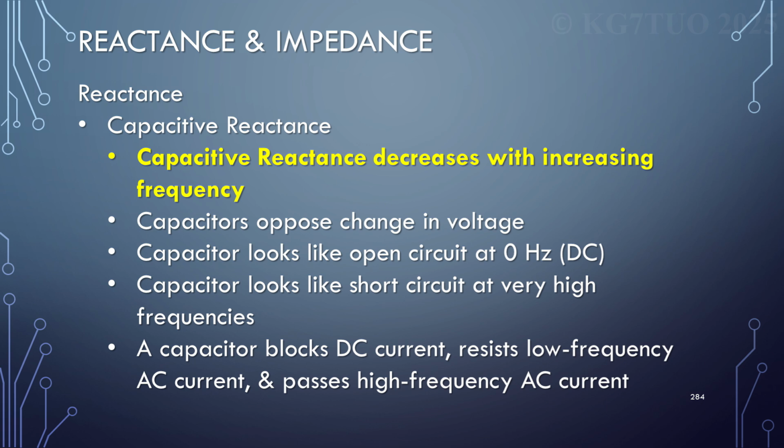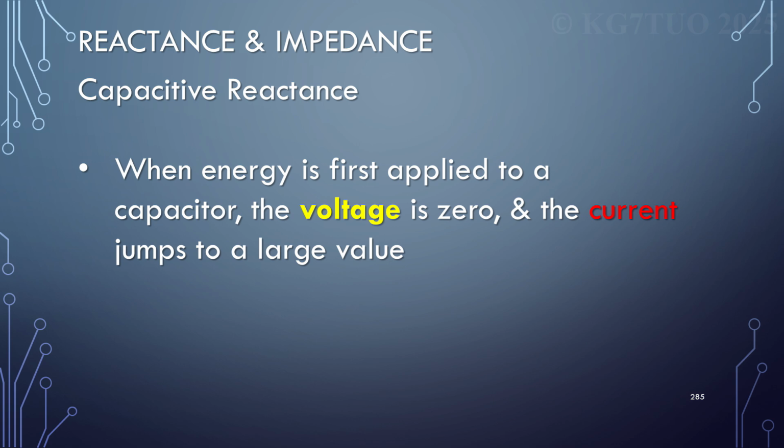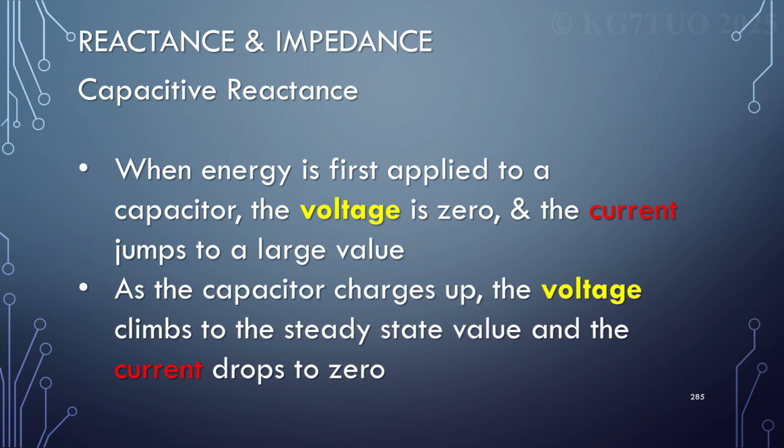But that's not in yellow. It's not on the test. Capacitive reactance decreases with increasing frequency. When energy is first applied to a capacitor, the voltage is 0, and the current jumps to a large value because there's nothing stored in there, and as much as it can take is going. As it charges, it can take less and less, so it will drop off. You can see that with the multimeter in line. As the capacitor charges up, the voltage climbs to the steady state value, and the current drops to 0.